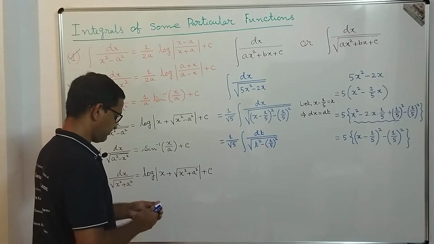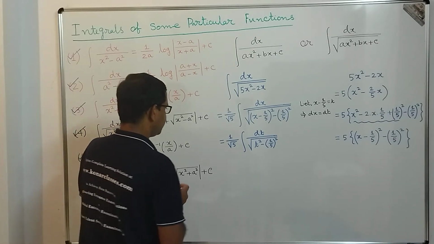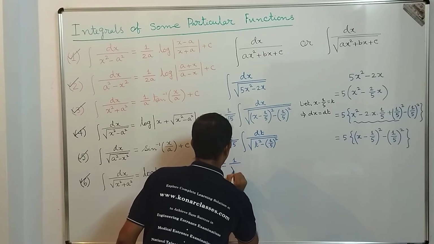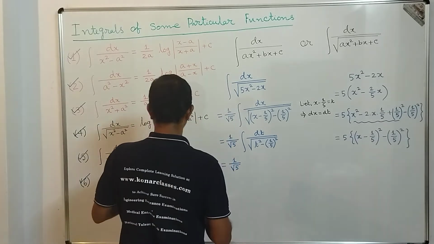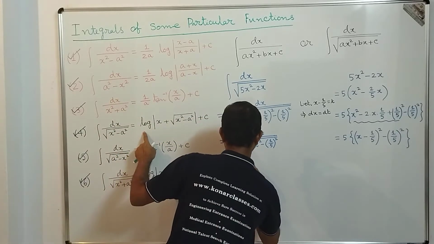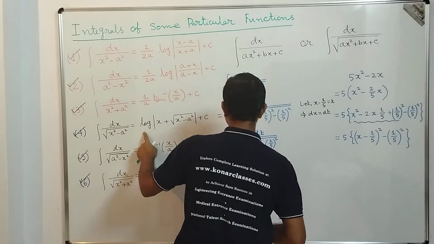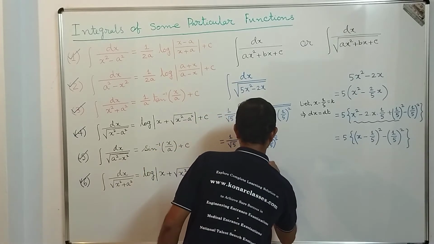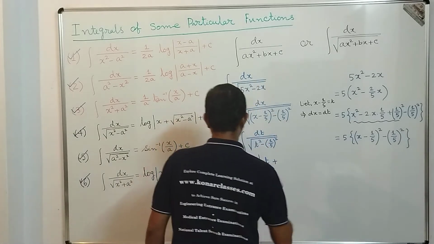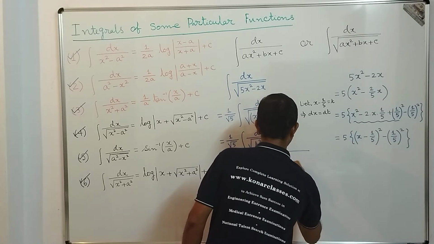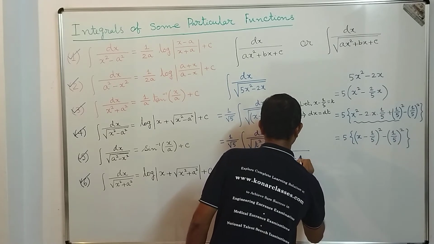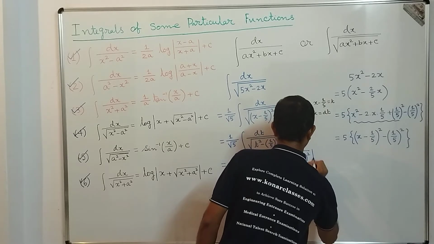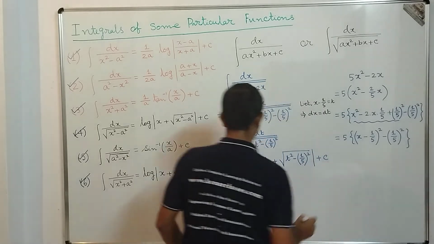Okay, so now let's proceed. So what we get here, dear students? This is equal to 1 by square root of 5 into log of mod t plus square root of t square minus (1 by 5) whole square, plus c. Look at here.